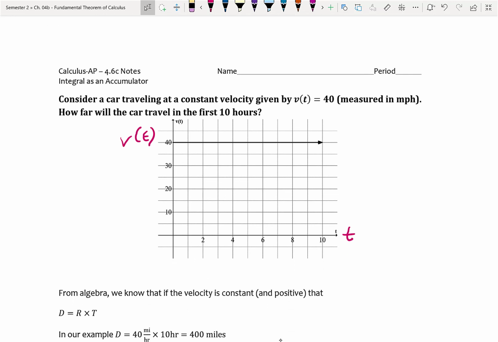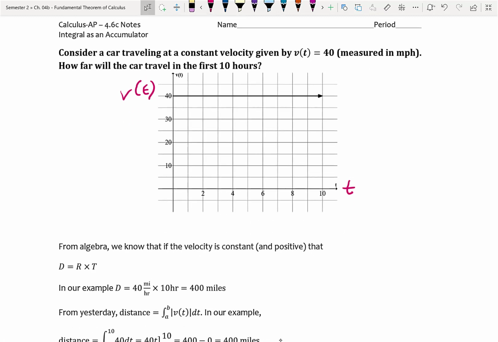So it says from algebra, we know that if velocity is constant and positive, distance is equal to rate times time. As you move into more advanced calculations, you don't really need to memorize formulas so much as you need to make sure your units work out with whatever you're multiplying. And here's a unit example. Distance: rate is 40 miles per hour, or 40 miles over 1 hour, times 10 hours. Hours cancels, and we get 400 miles.